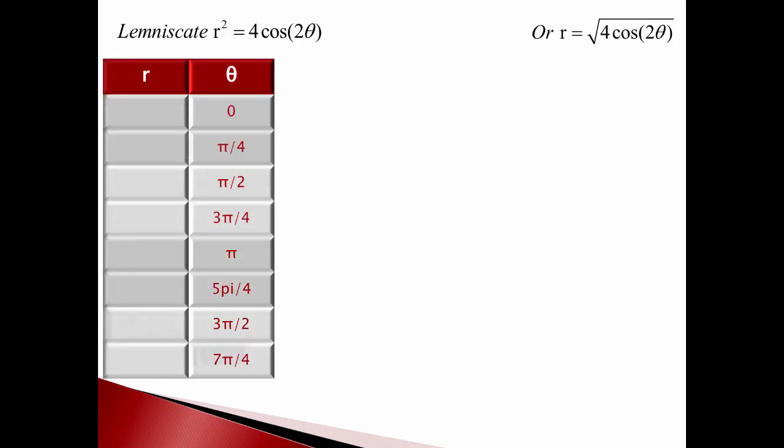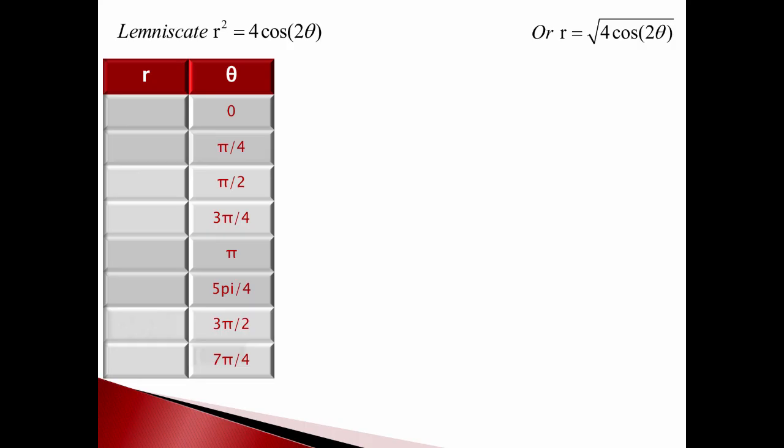All right, so next was a lemniscate. I really, really like lemniscates. They're super cool. This looks almost exactly like the rose we had before, except it's r squared equals 4 cosine of 2 theta. So another way you might write this is r equals the square root of 4 cosine 2 theta. Well, now we start plugging in numbers, and something interesting happens.